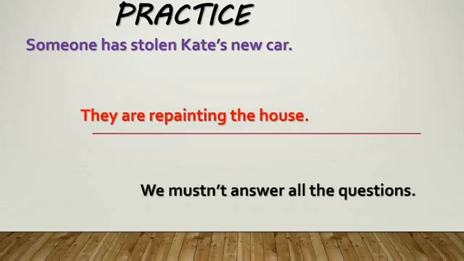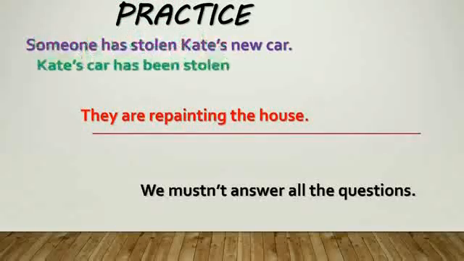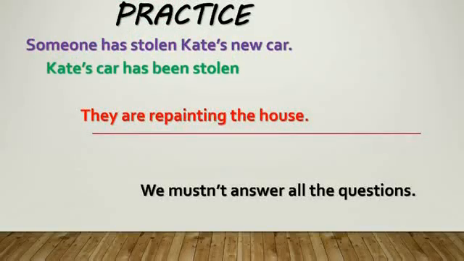Have a look at the following sentences. Take a minute. Someone has stolen Kate's new car. You don't know the one who stole it, right? So the object here is Kate's new car. Let's start with that. The verb has stolen, present perfect. We need to add been in the middle. So Kate's car has been stolen. We don't need the agent here. We don't know the subject.